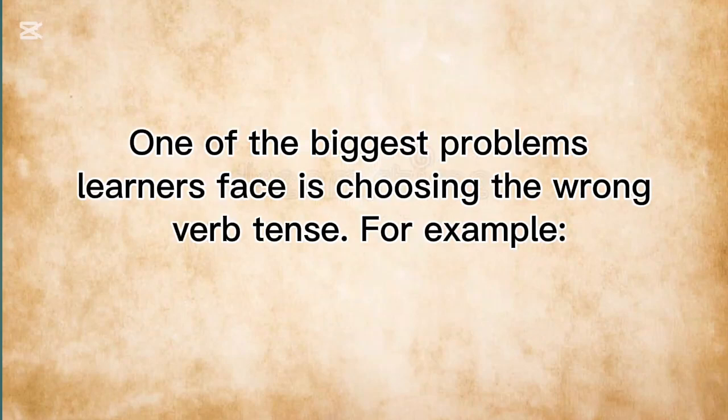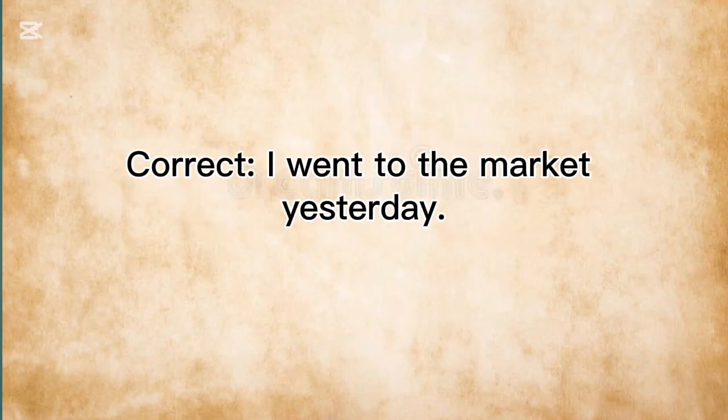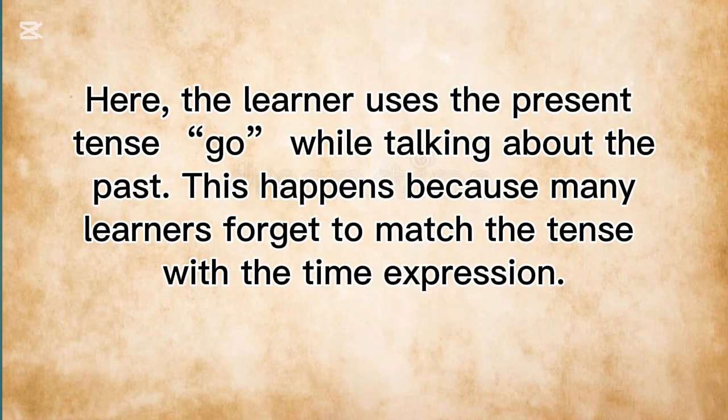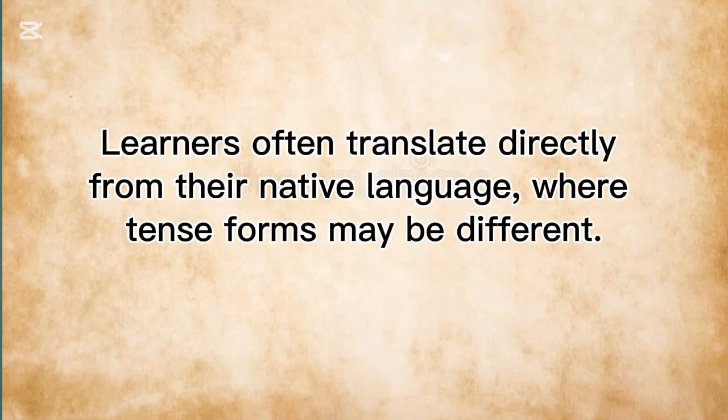One of the biggest problems learners face is choosing the wrong verb tense. For example, wrong: I go to the market yesterday. Correct: I went to the market yesterday. Here, the learner uses the present tense "go" while talking about the past. This happens because many learners forget to match the tense with the time expression. Why it happens? Learners often translate directly from their native language, where tense forms may be different.